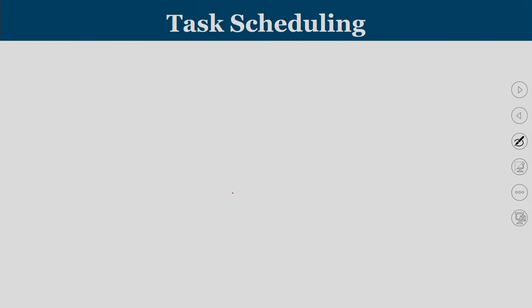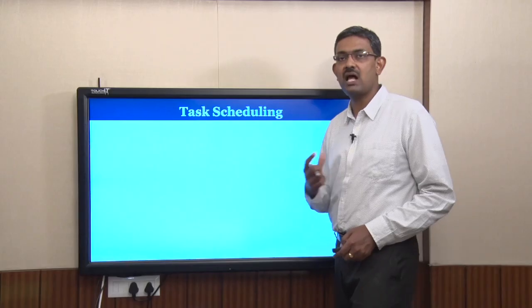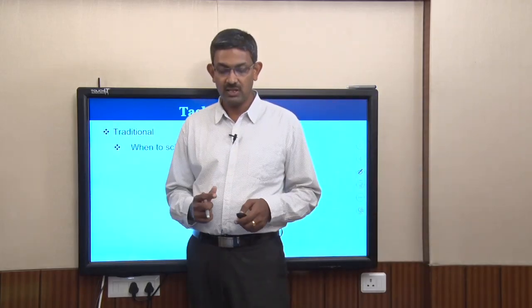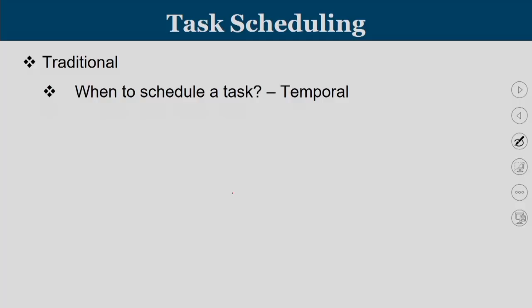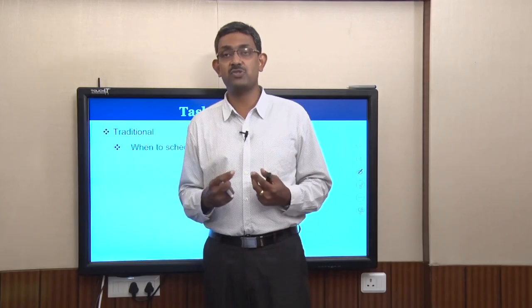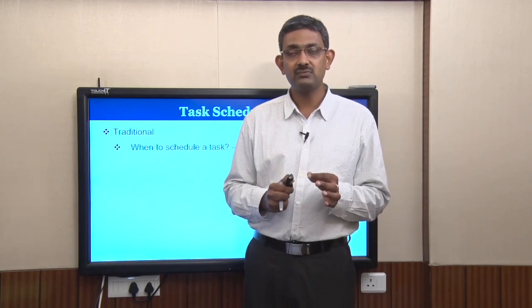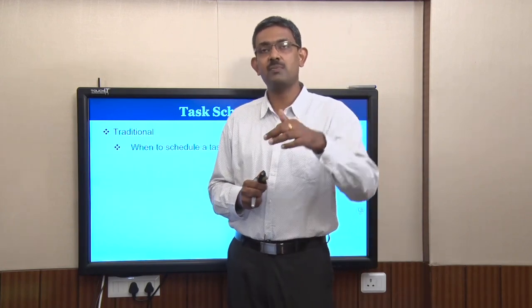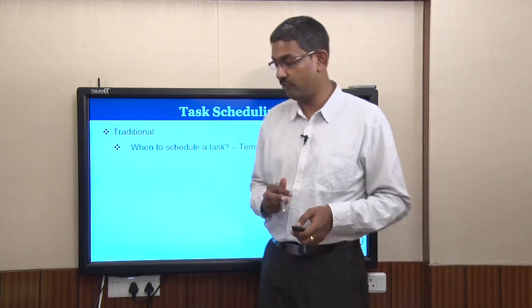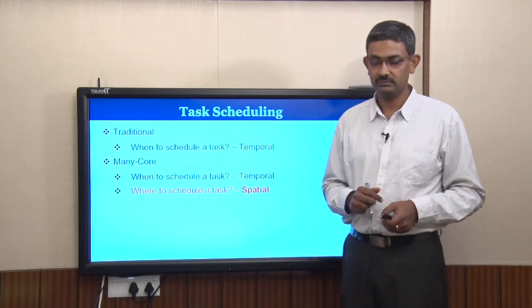So what about task scheduling? In an operating system, task scheduling is a very common term which tells when you have multiple tasks and one processor, when to schedule a task. I will repeat once again: when you have many tasks or many processes, P1, P2, P3, P4, and I have only one processor, which process will run on the processor? That is called temporal scheduling, when to schedule a task.